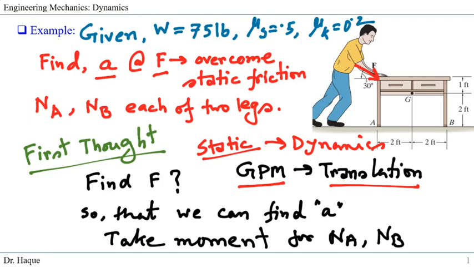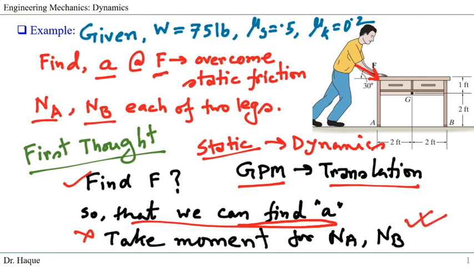And for dynamics, to connect with force, to find the acceleration, ma, we need to find the force. So maybe we have to find the force first, so that we can connect and find a. And for the normal reaction at points A and B, we can take moment about any point to find A and B. So these are for understanding.